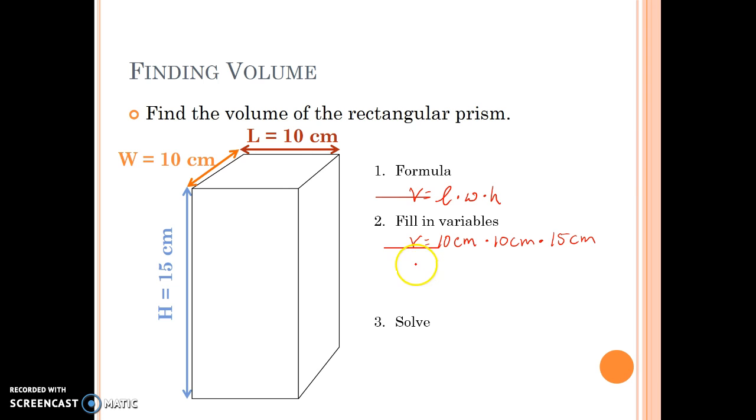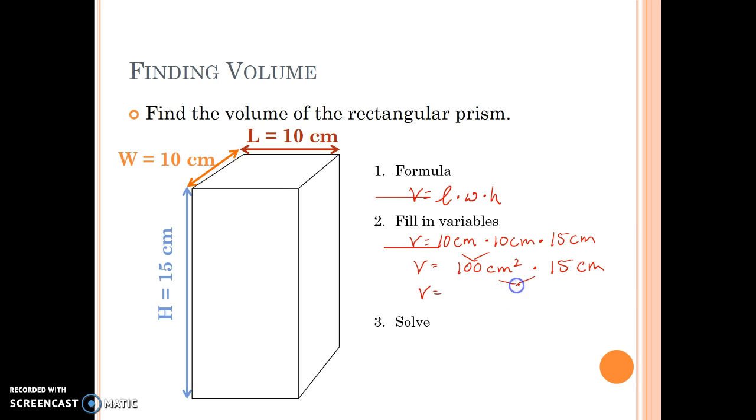Okay, now we're going to solve. So let's do these two first. 10 times 10 is 100. And then we're also multiplying centimeters times centimeters, so we get centimeters squared. And we still have this 15 centimeters over here that we're going to multiply it by.